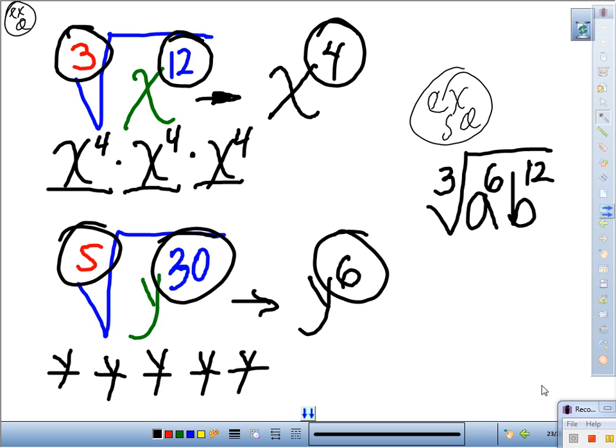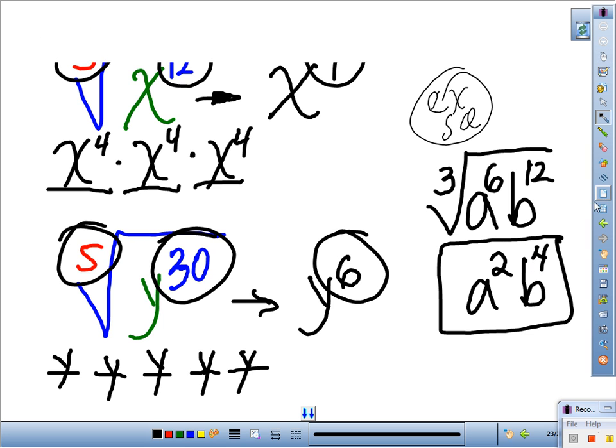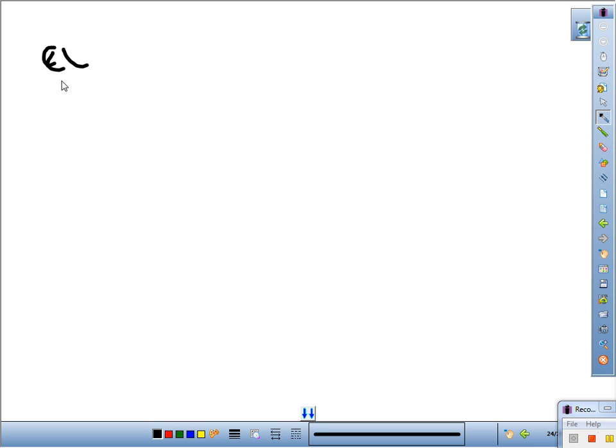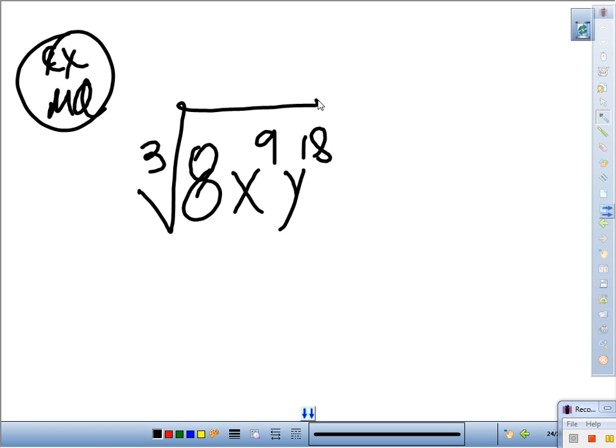Copy that and go. Brody, what'd you get for example super Q? Hands if you got that. That is correct. Okay. Crank it up a notch. Example mega Q. Let's do cube root of 8, x to the 9, and y to the 18.